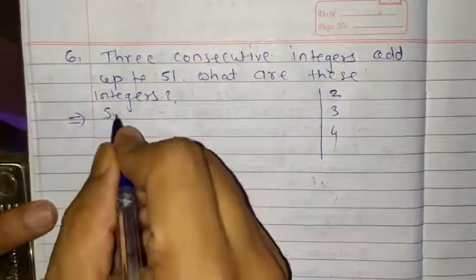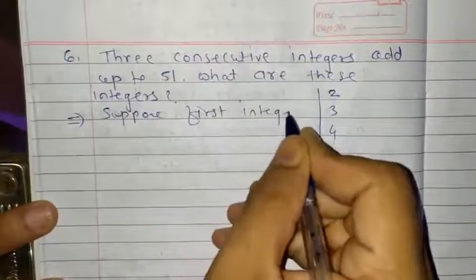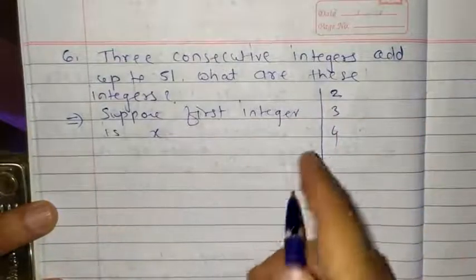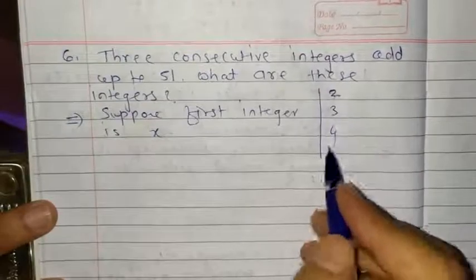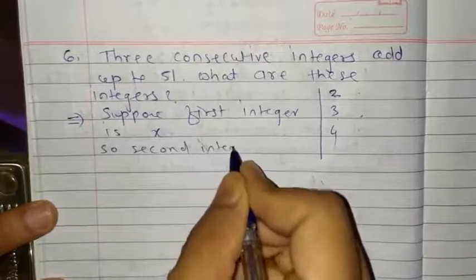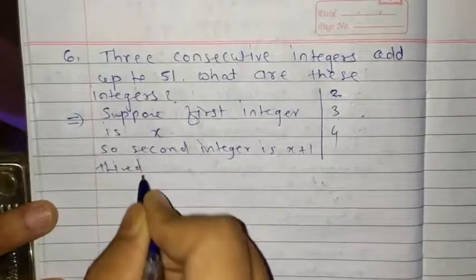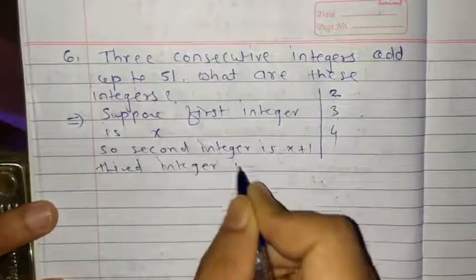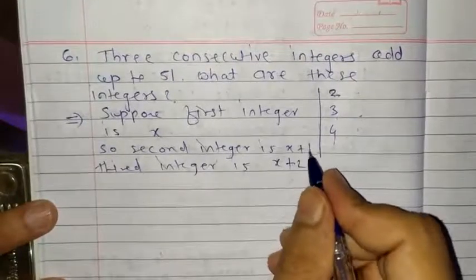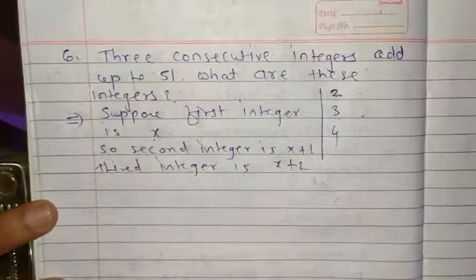So we assume, suppose first integer is x. So what will be the next? Definitely x plus 1, because here 2 plus 1 is 3, 3 plus 1 is 4. So second integer is x plus 1. Third integer is now x plus 2, because x plus 1 plus 1. So it will be x plus 2. So here x plus 1, then x plus 2.